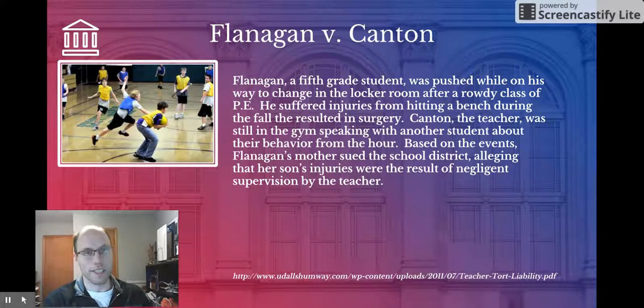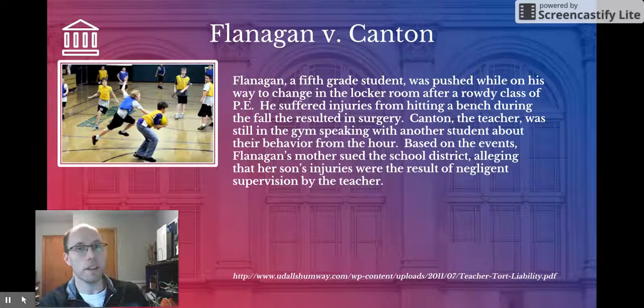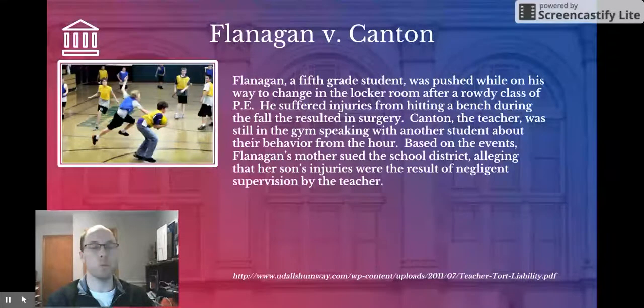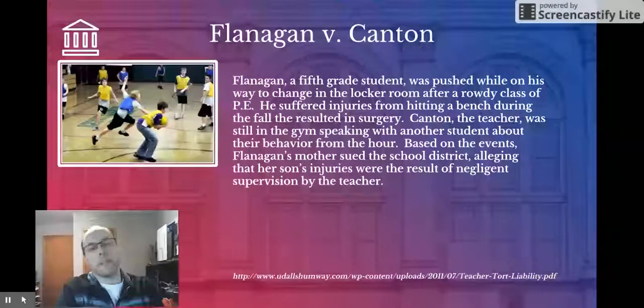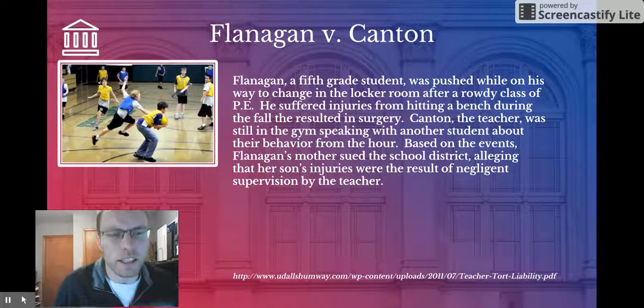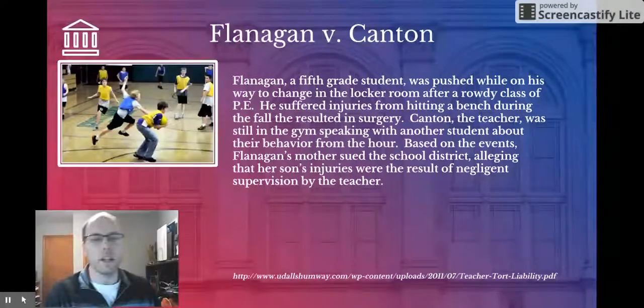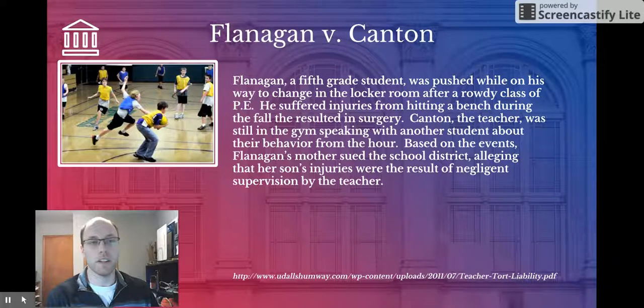In Flanagan versus Canton, Flanagan, a fifth grade student, was pushed while on his way to change in the locker room after what appeared to be a relatively rowdy PE class. The teacher had to have a discussion with them after the class before allowing them to go to the locker room, about the entire class being overtly physically rowdy. Canton, the teacher, was still in the gym speaking with another student about the behavior from the hour. Based on the events, Flanagan then, at some point on the way to the locker room, was pushed or shoved and fell and hit a bench of some kind, which caused some severe injury requiring surgery.